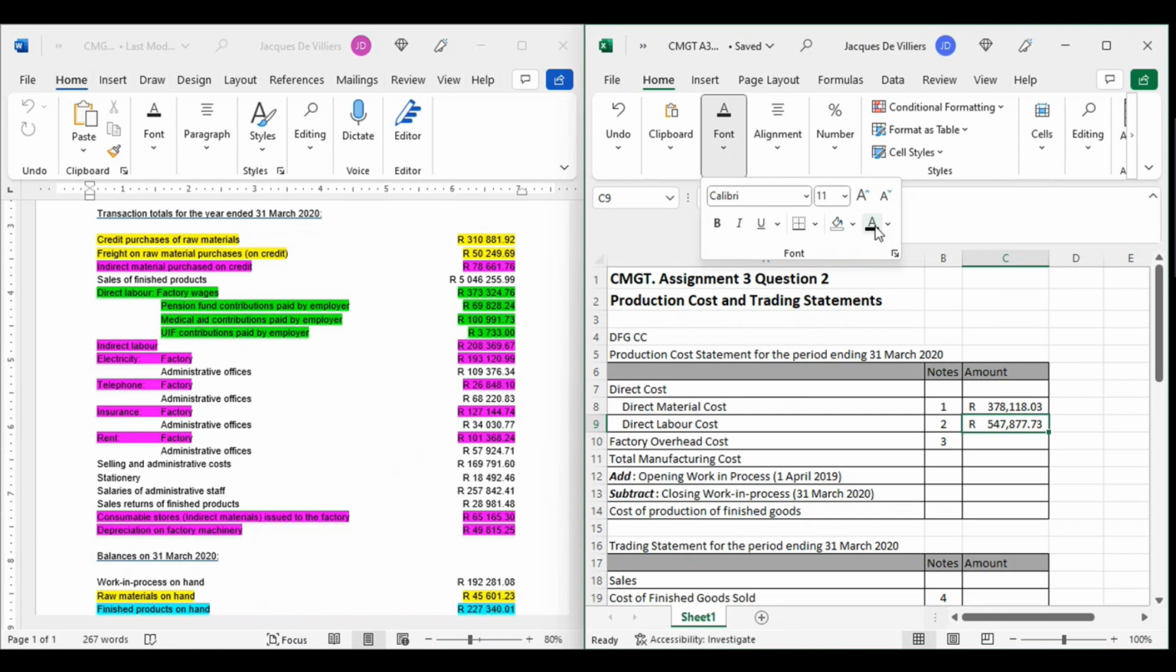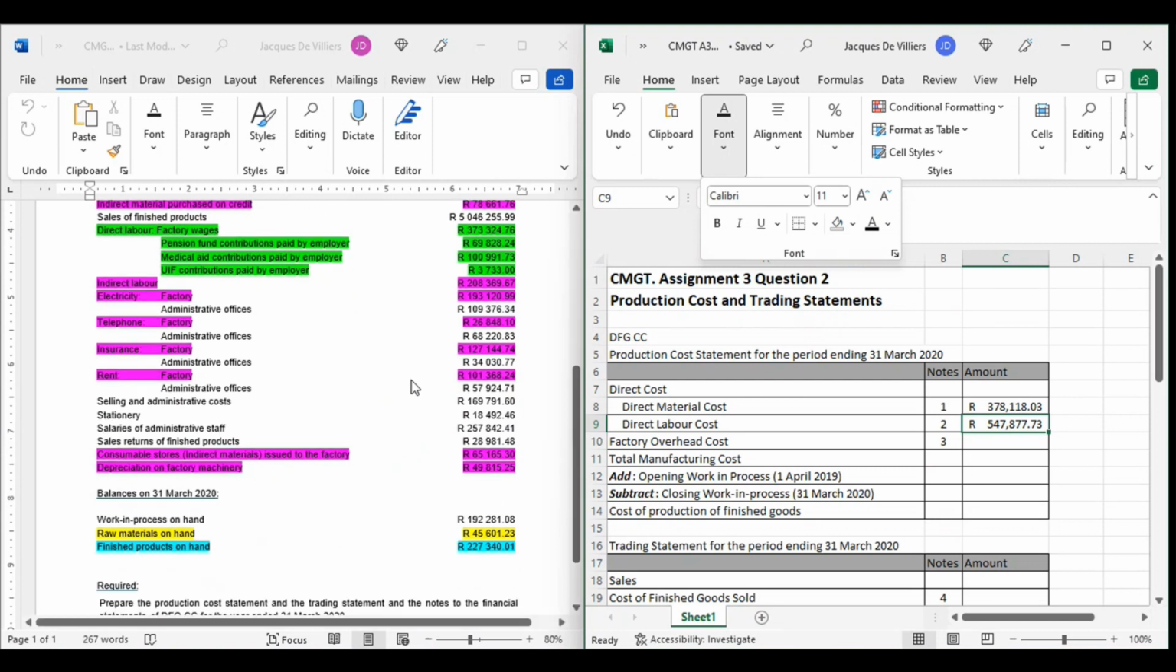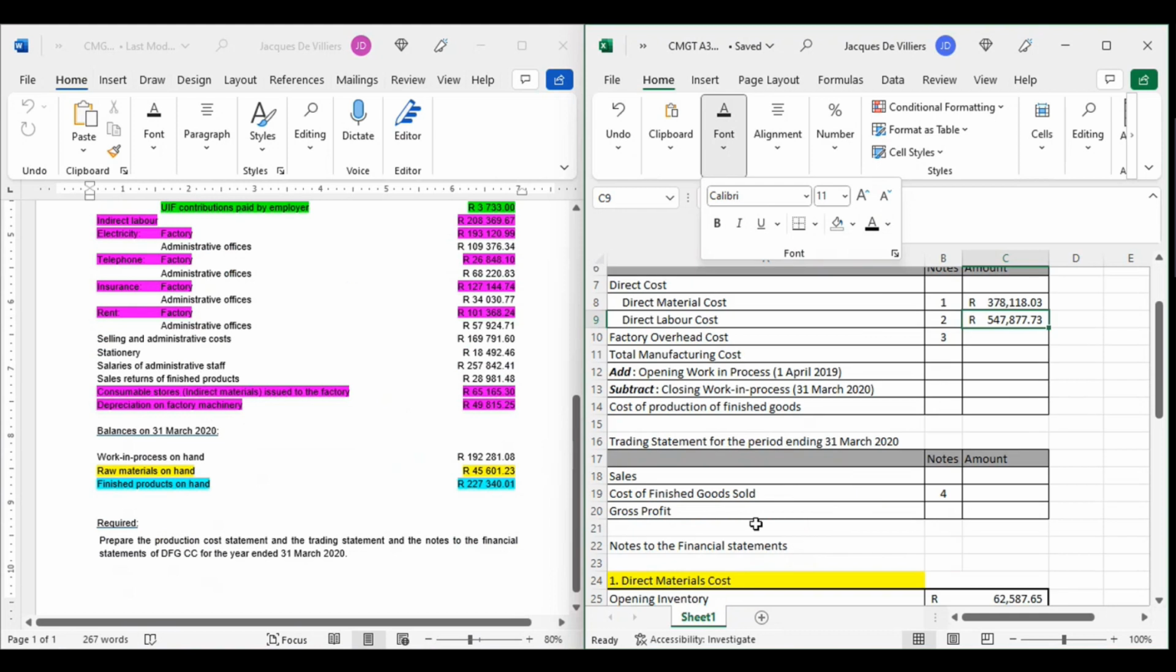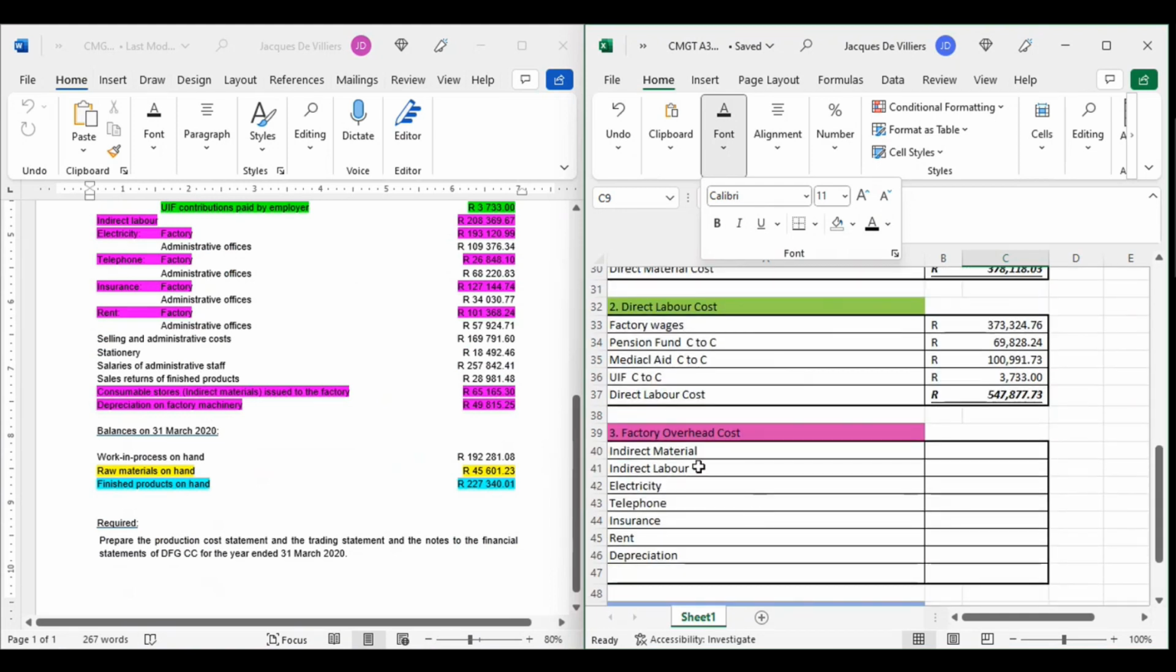Now, the next thing we have to look at is our factory overhead costs. Okay, that will be note 3. So what did I do there? I said, okay, I'm going to use purple for that. So now we are looking at certain things here.